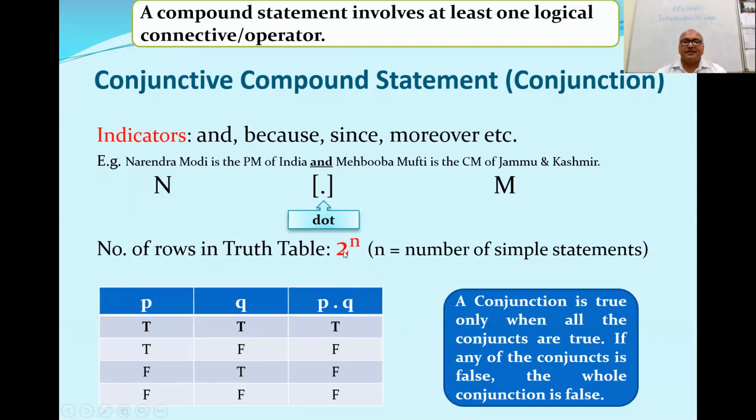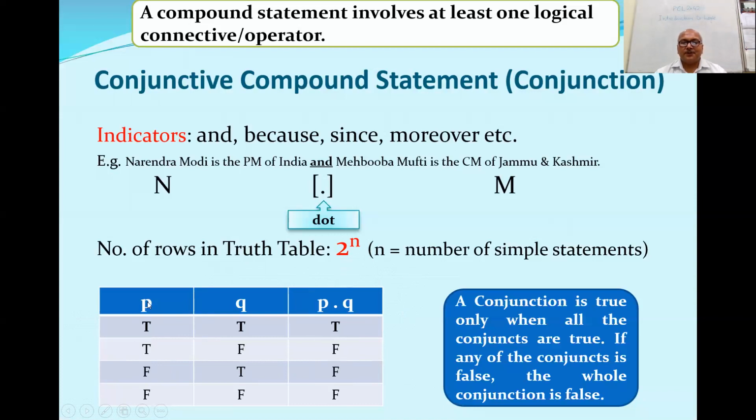When we see that there are 2 simple statements combining to form a conjunctive statement, we arrive at this decision that 2 to the power 2 equals 4. So there will be altogether 4 rows: 1, 2, 3, 4. So how do we construct a truth table to calculate the value of a conjunction? We got this information from this formula that there will be 4 rows. So we divide this 4 by 2.